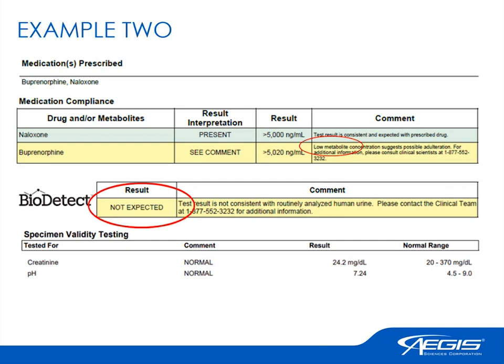So without BioDetect, the possibility of relapse in addition to non-adherence may not have been considered and the risk for negative outcomes may have been missed. But because we have the BioDetect testing, the provider was able to gain more insight into the situation and guide risk stratification and consider possible referrals for additional treatment.